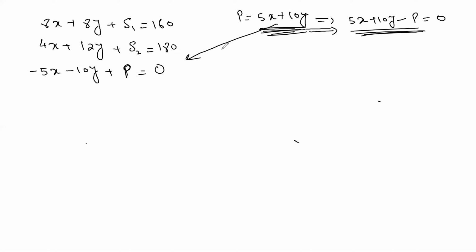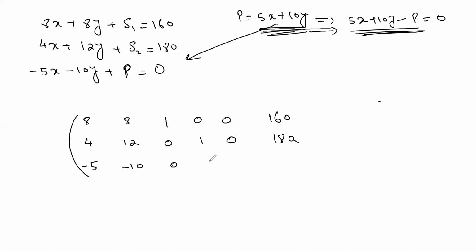Okay, now what we do, we write it in a matrix form, which is called a simplex tableau. Simplex tableau says first equation, first variable 8, 8. Now s1 is 1, there is no s2 in the first equation, there is no p in the second equation, and then 160. Similarly 4, 12, 0, 1, 0, and 180. Third equation 5, 10, 0, 0, 1, and 0.